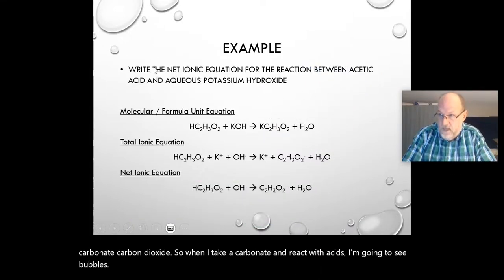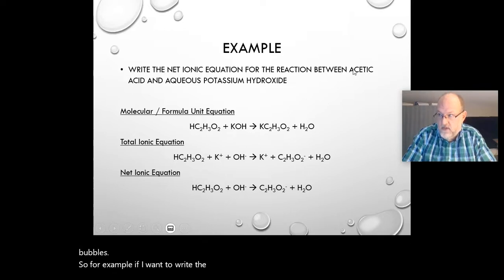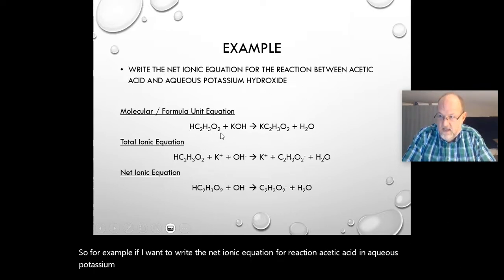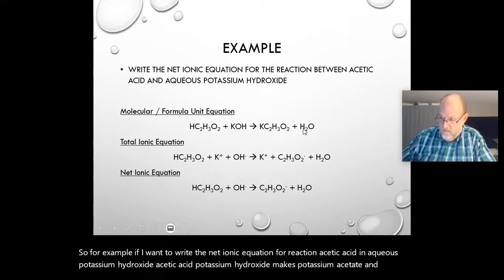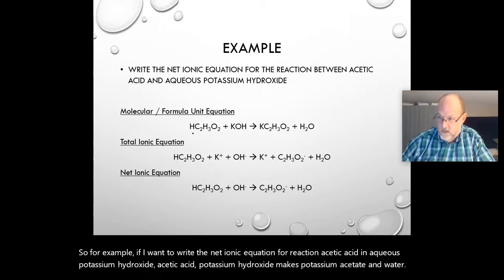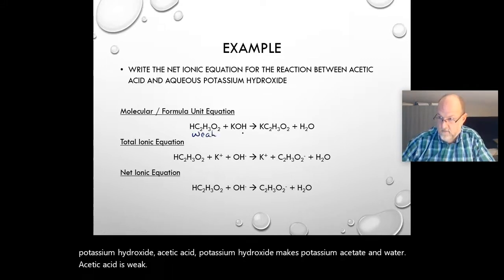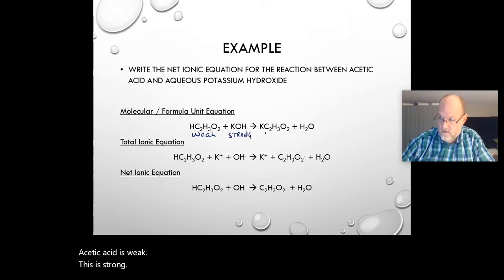So for example, if I wanted to write the net ionic equation for a reaction between acetic acid and aqueous potassium hydroxide: acetic acid plus potassium hydroxide makes potassium acetate and water. Well, acetic acid is weak. This is strong. This is soluble. And this is a molecule.